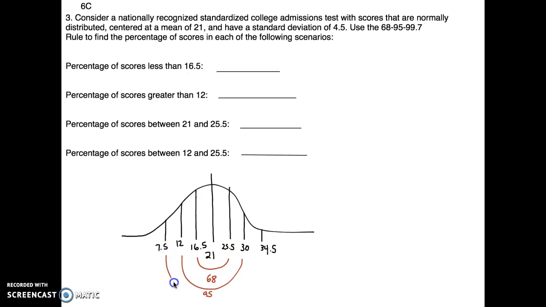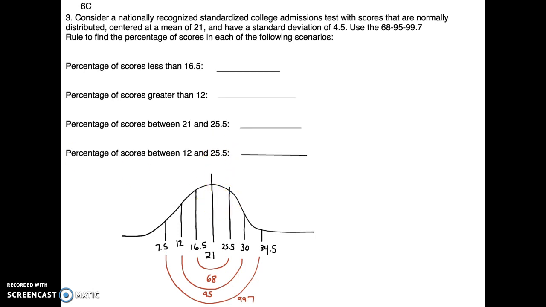And then the last one is going to be the 99.7. 99.7% fall within 3 standard deviations of the mean. So most of the numbers will fall between 7.5 and 34.5.